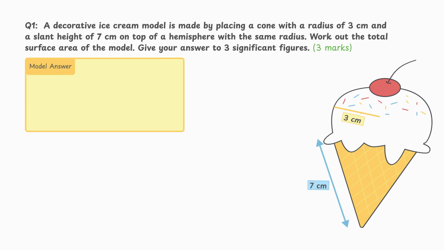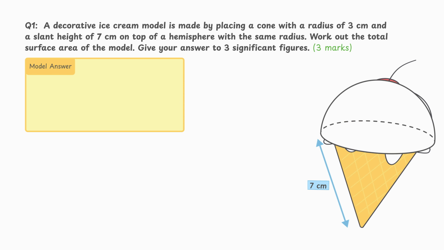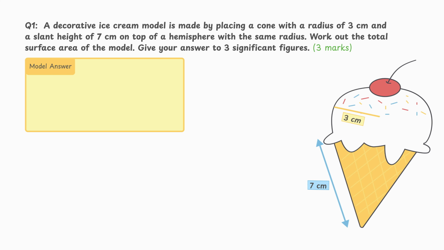First, look carefully at the diagram. The model is made from 2 shapes. One shape is a cone, the other shape is a hemisphere. Because these 2 shapes are joined together, we only need to count the surfaces that are on the outside. That is the key idea. Surface area means the area of all the outer faces, so we do not include any circular face that is hidden where the 2 shapes join.